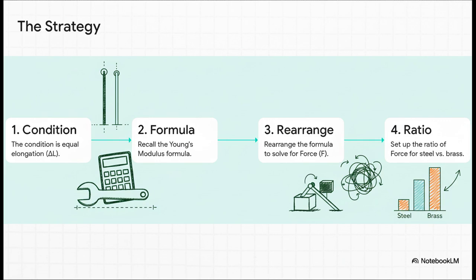So, what's our game plan? How do we attack a problem like this? It's a simple four-step process. First, what's the key condition the problem gives us? It's that the ends are at the same level, which means their change in length, their delta L, has to be equal. Got it. Second, what formula do we know that has all these variables? Young's modulus, of course. Third, let's rearrange that formula to get what we're looking for, force, by itself. And finally, step 4. We'll set up a ratio comparing the force for steel to the force for brass.